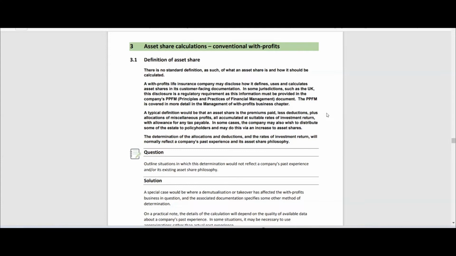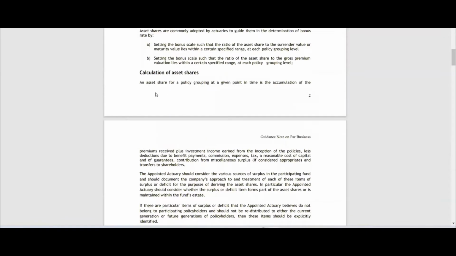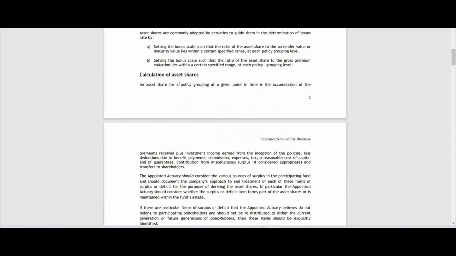So what asset share actually is is probably better defined not in SA2, but in Guidance Note 6, which is issued by the Institute of Actuaries of India. So here you see, asset share for a policy grouping at a given point of time is the accumulation of the premium received, right? So you have issued a policy on 1st Jan 2021, and you have received some premium for that, plus the investment income, right? You earn some investment income by investing your premium from the inception of the policy, from the issuing date. With deduction for benefit payments.